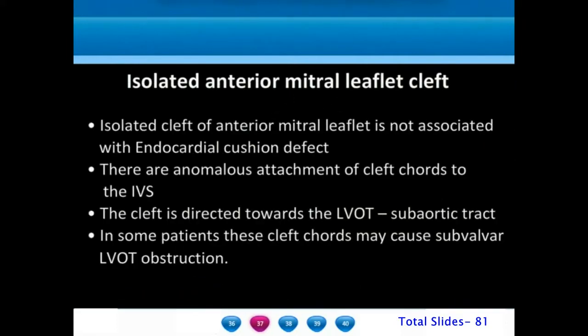Cleft of the anterior mitral leaflet can be seen as an isolated abnormality in the absence of AV septal defects. These clefts also will have anomalous attachment of the cleft cords towards the intraventricular septum. Some of these cords can be directed towards the left ventricular outflow tract in the subaortic area and cause a subvalvar LVOT obstruction.